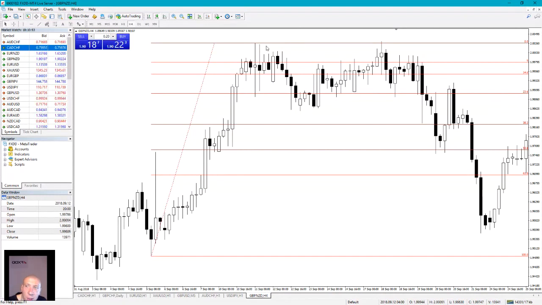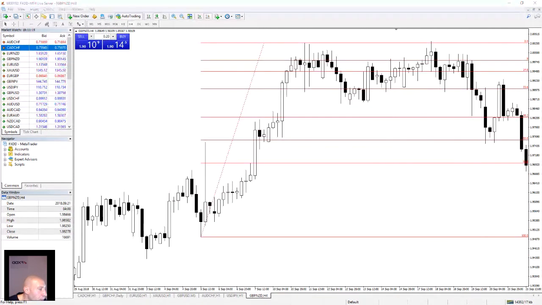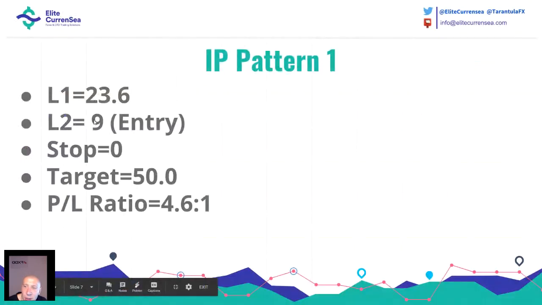Stop loss on the 4-hour time frame should go 10 pips above the previous swing high. On the 1-hour time frame, it should go 5 pips above the previous swing high, of course including the spread always. Similar for long trades, guys. I won't be repeating, it's actually the same. For IP retracement number 1, L1 is 23.6, L2 entry is 9, stop is at 0, target is 50, and the PL ratio is 4.6 to 1.